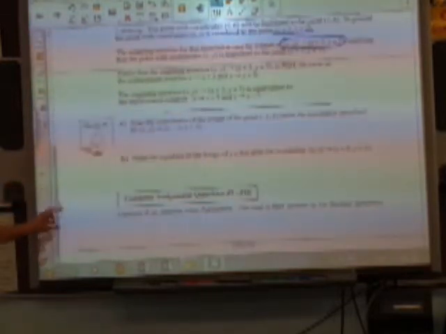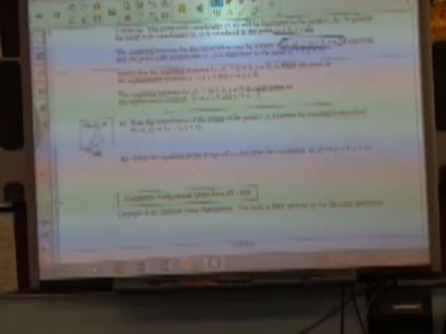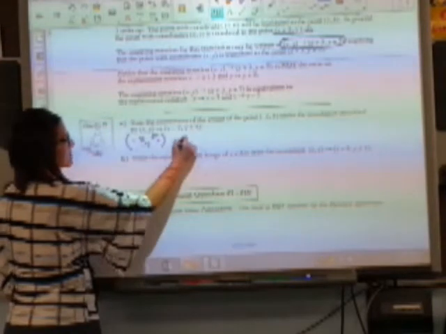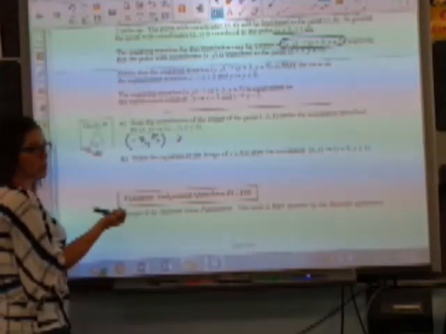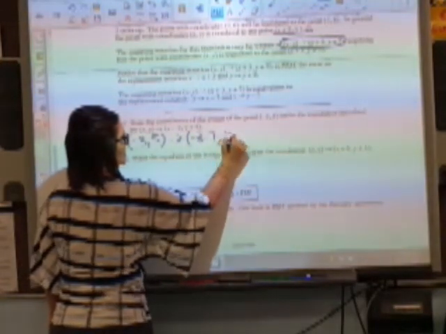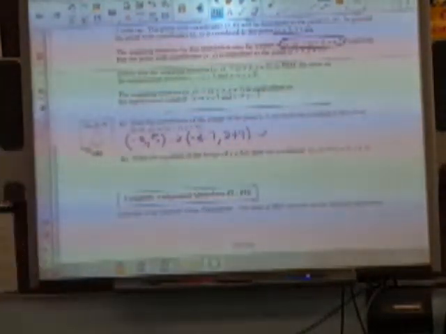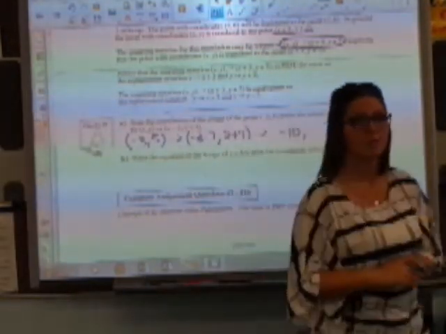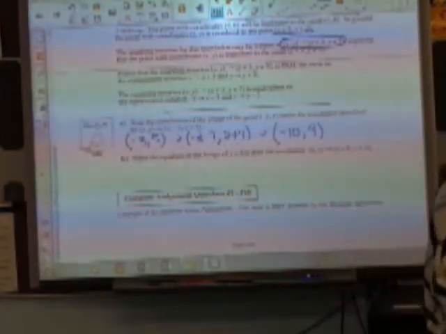Okay? So if I look at class example number 6, it says, state the coordinates of the image of the point -3 and 5 under the translation described by the point x, y being mapped to x minus 7 and y plus 4. So in this case, we are taking the coordinates -3 and 5 and putting them into that mapping notation. -3 minus 7 and 5 plus 4. So my new coordinates would be where? -3 minus 7? 5 plus 4? So there would be my new coordinates.